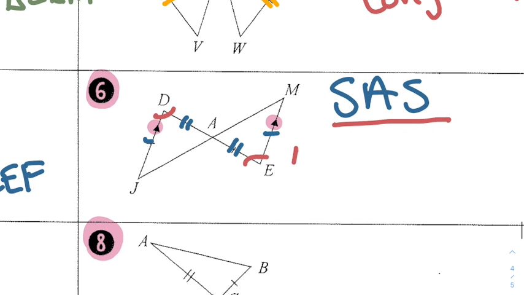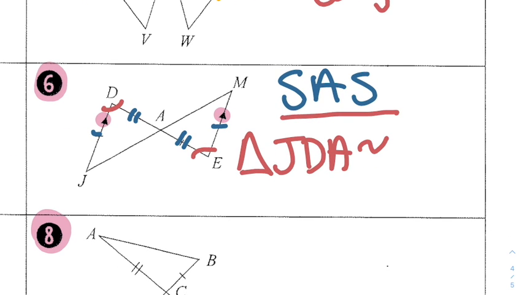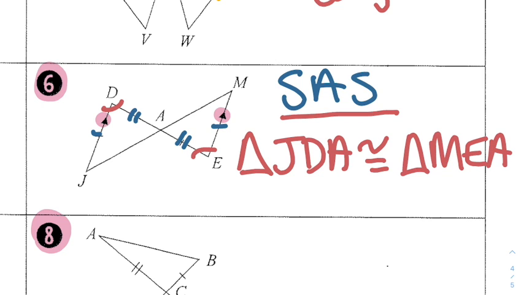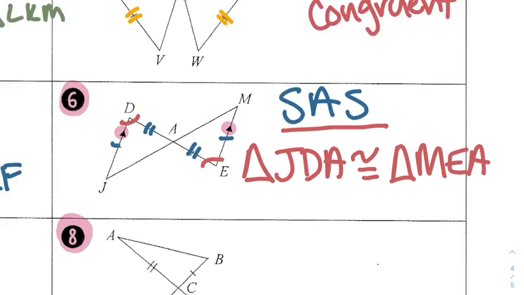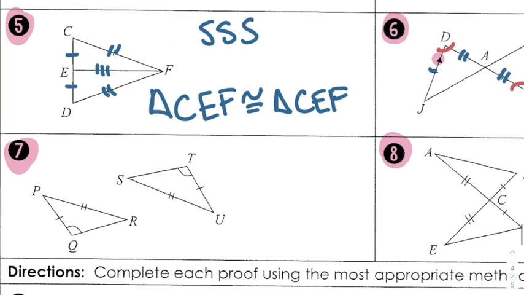And one of the congruency statements you could have written was triangle JDA is congruent to triangle MEA, okay? But again, there's multiple options there. Now let's go to 7.